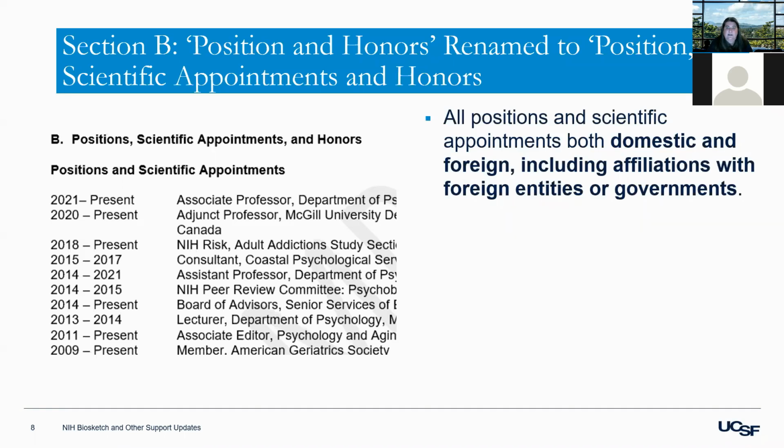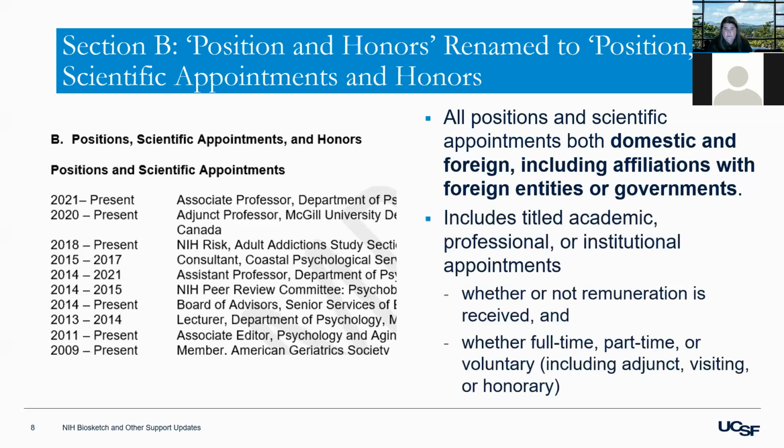The positions and scientific appointments should include all positions and scientific appointments, both domestic and foreign, including affiliations with foreign entities or governments. It should include titled academic, professional, or institutional appointments, whether or not remuneration is received, and whether full-time, part-time, or voluntary, including adjunct, visiting, or honorary. So it really needs to be kind of any type of position or appointment needs to be included.